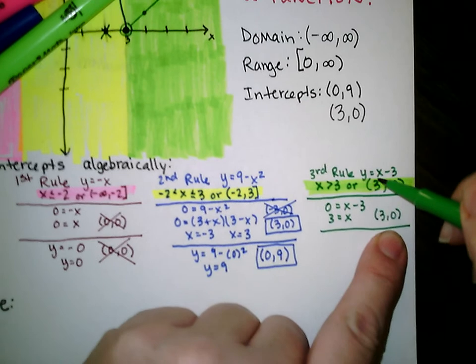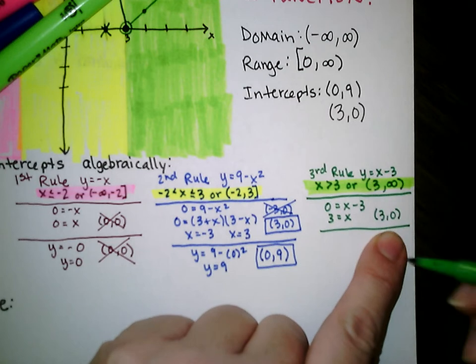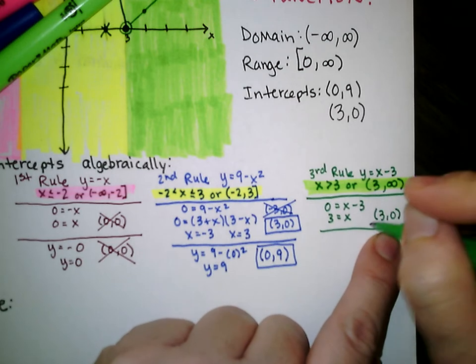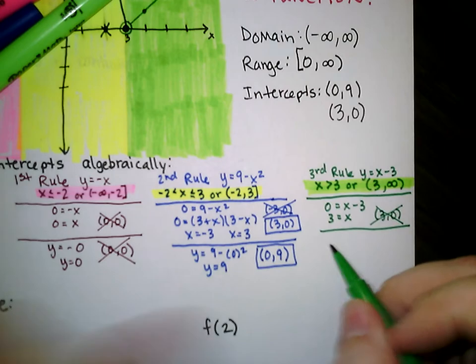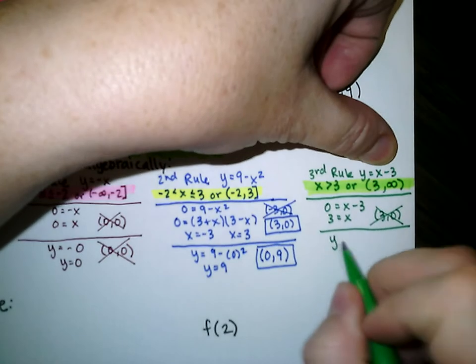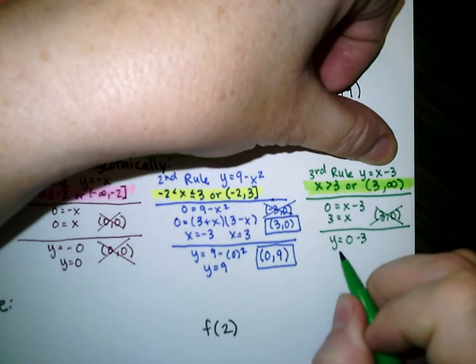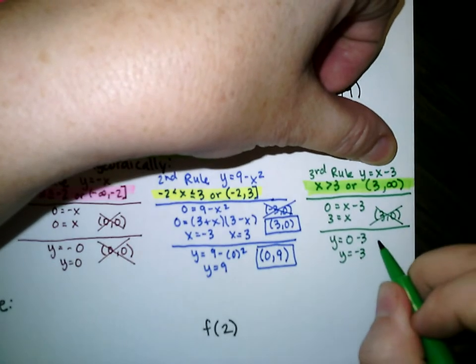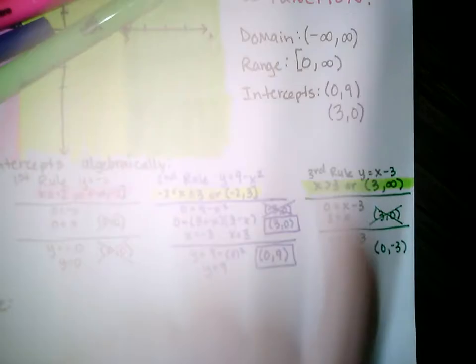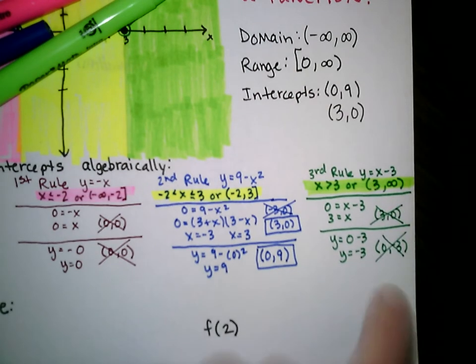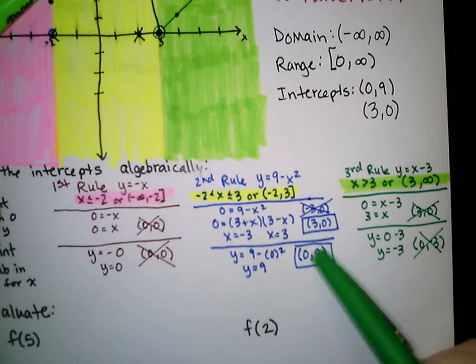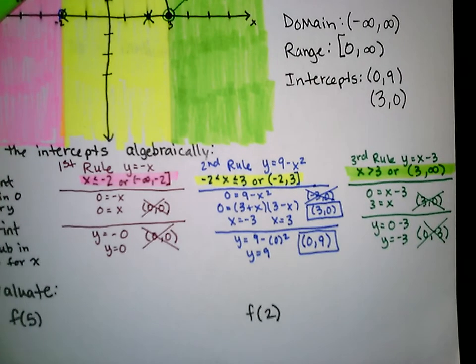Looking at our domain, 3 is not included in this interval, so this x-intercept would not be counted. For our y-intercept, we plug in 0 for x, y equals 0 minus 3, so -3, which would be the ordered pair (0, -3). And the x value of 0 is not included in this interval, so that intercept would not count. So actually on this particular piecewise defined function, both of our intercepts came from that second rule.